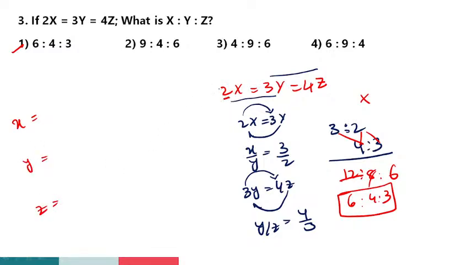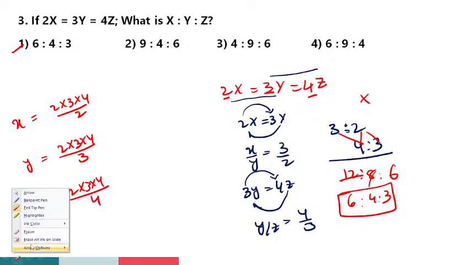Here x is how many parts, guys? 2 parts. Y is how many parts? 3 parts. Z is how many parts? 4 parts. Right? 2 into 3 into 4 by 2 is the x value. Next, 2 into 3 into 4 by 3 is the y value. So 2 into 3 into 4 by 4 is the z value. Okay, let me calculate, guys.